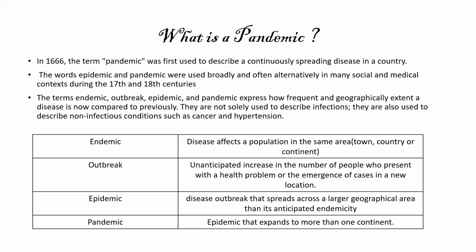But of course, we need to know the difference between those four words that we see a lot. So the first one is endemic. Endemic means it is a disease that affects a population in the same area, for example, in a town, a country, or a continent. An outbreak is an unanticipated increase in the number of people who present with a health problem or the emergence of cases in a new location. Epidemic is when you take that and spread it over a larger geographical area. And then we have the pandemic, when it spans more than one continent.